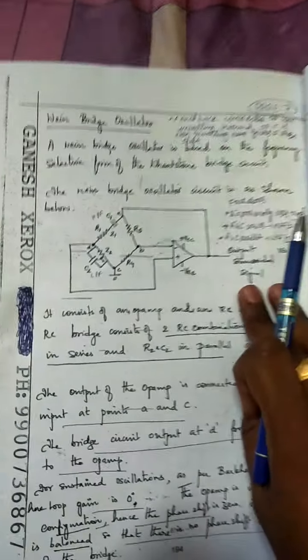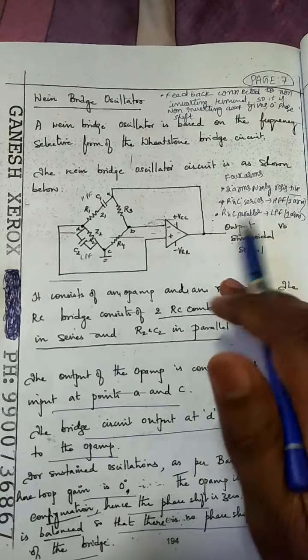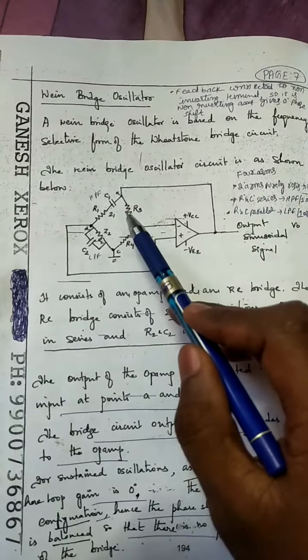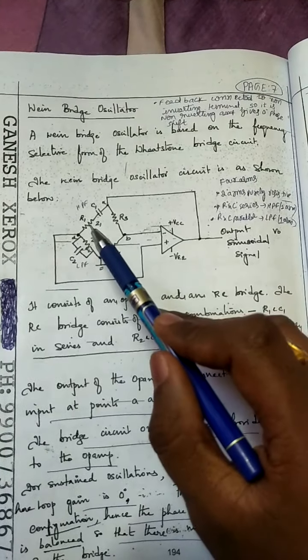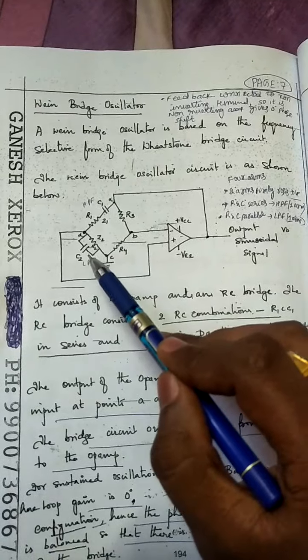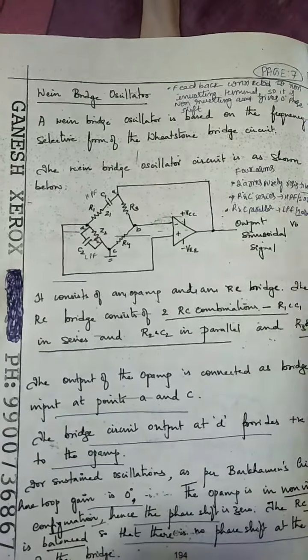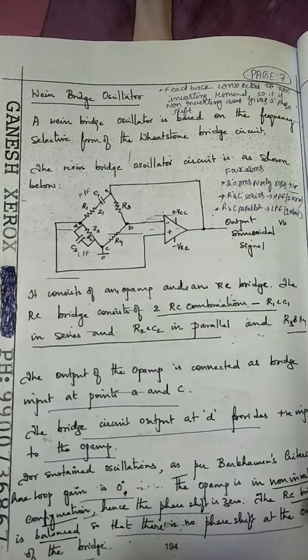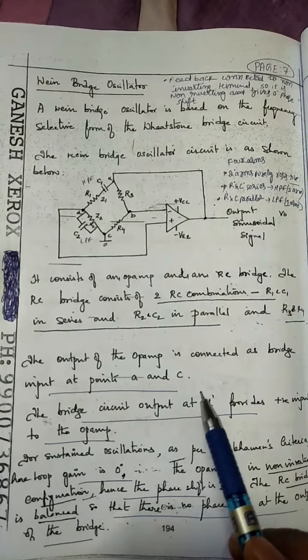Next you have the Wien bridge oscillator. The Wien bridge oscillator consists of a Wheatstone bridge. In one arm you have R and C components connected in series, and in the other arm you have R and C components connected in parallel. In the remaining two arms you have R3 and R4. So this is a non-inverting amplifier. Here you might observe the output of the op amp.